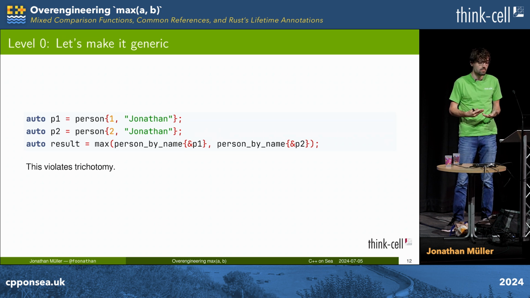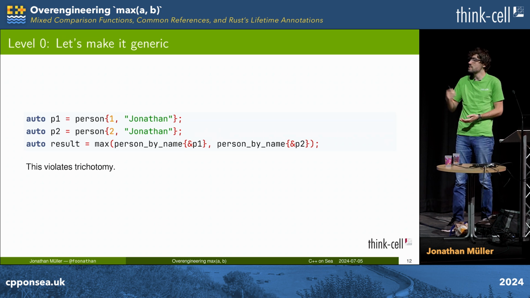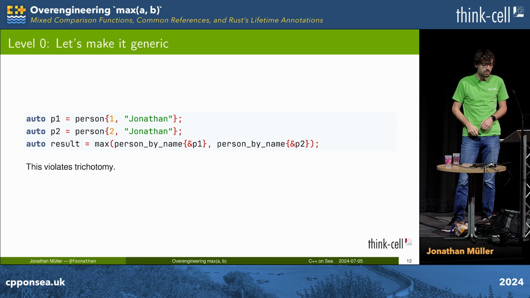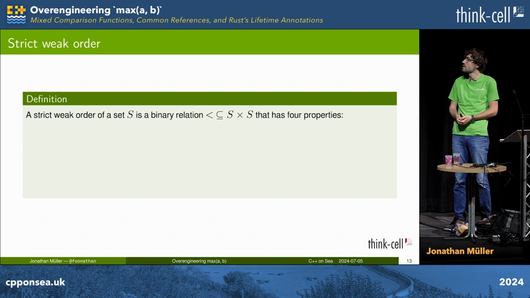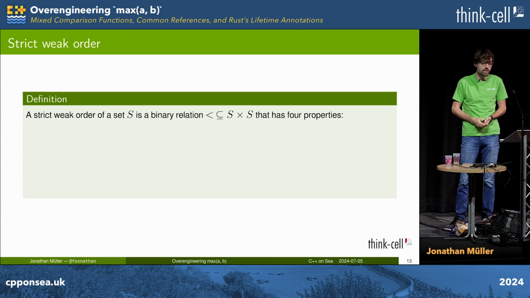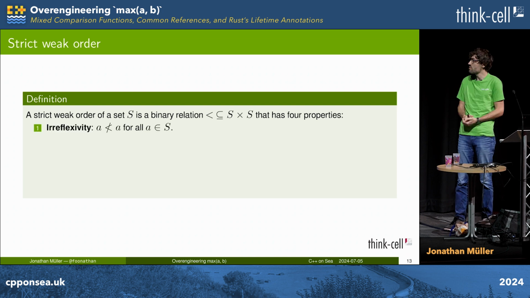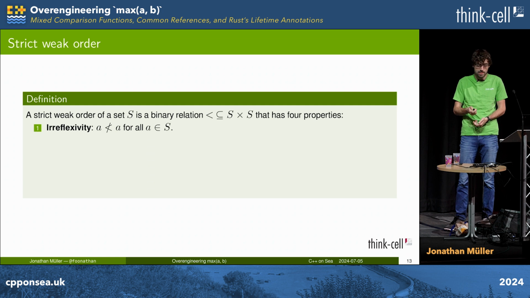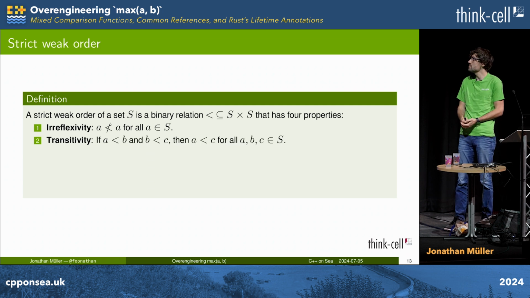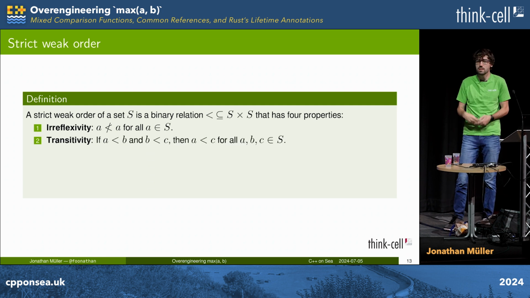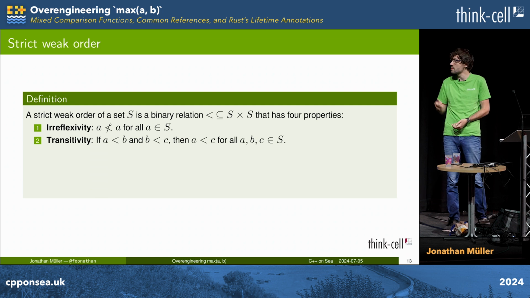But max still works. This indicates that our requirement is maybe too strict. And what we actually want here is a strict weak order. A strict weak order is also a binary relation, but it's a weaker form of a total order. So we still have irreflexivity. It's still strict, so A is not less than A for all elements in our set. It's still transitive, so if A is less than B and B is less than C, then A must be less than C for all triples in our set.